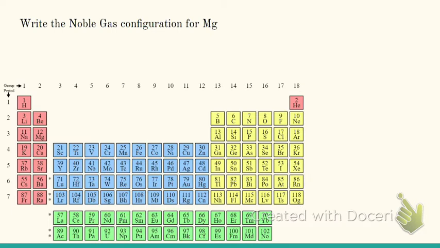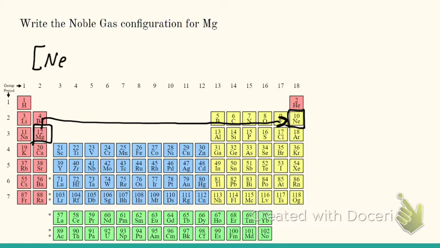So the very first thing, let's go ahead and write out the noble gas configuration for our magnesium. With our magnesium right here, what we're going to do is go on the row above and find its noble gas. So in this case, the noble gas on the row above is our neon. So how we're going to write this is our Ne in brackets. And then we're going to finish off the electron configuration.